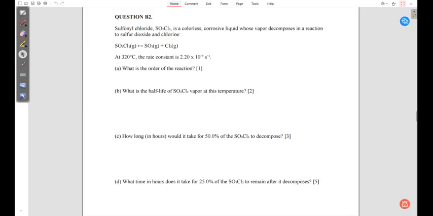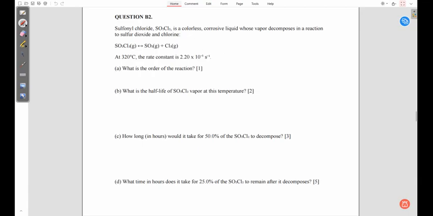Alright, so answer B2 now. B2 is a question coming from chemical kinetics, okay? It's a past paper question. Sulfonyl chloride is a colorless corrosive liquid whose vapor decomposes in a reaction to sulfur dioxide and chlorine. So we've been given the equation for us.